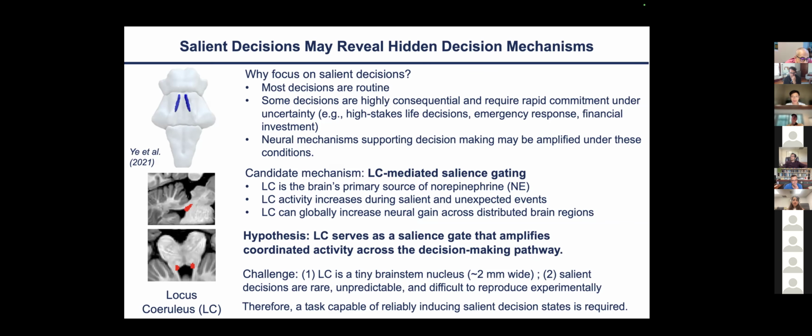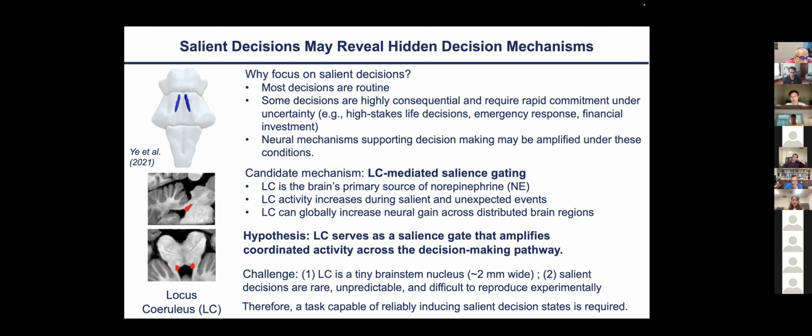But this region is also quite difficult to study because it is deep in the brain, a tiny brainstem nucleus, very small. And it responds to salient events. A salient event cannot be regular or repeated, so it has to be real and unpredictable. So it's quite difficult to design a task to reproduce this response in an experiment. So we need to design a task capable of reliably inducing these salient decision states. I will introduce that in the next few slides.